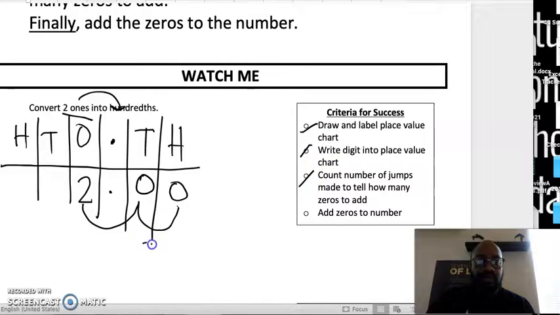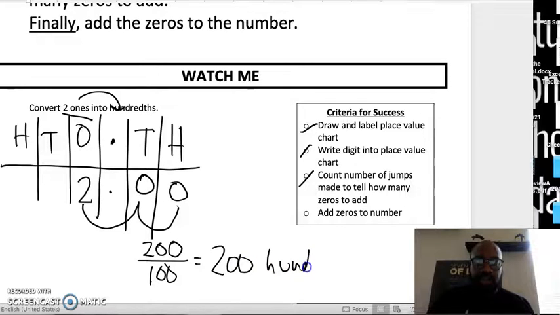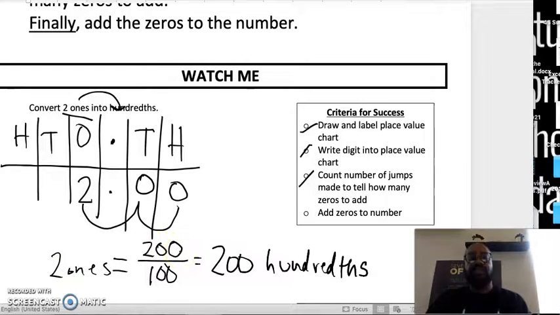Okay, so that has become 2 hundredths. And what place is it in? The hundredths place, which is the same as saying 200 hundredths. So I started by writing in the place value. I then counted my jumps, added the zeros, turned that number into the numerator, and then the denominator is the place value that it is in. So 2 ones is equal to 200 hundredths. So 2 ones is the same as 200 hundredths.